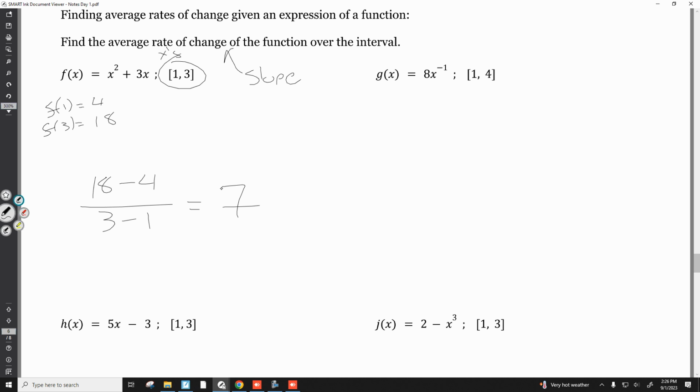On average, my function x squared plus 3x increases 7 y's per x over this interval. Do this one. Go. Y per x. Yes, you did. You wouldn't do hours per inch. You wouldn't do x's over y.